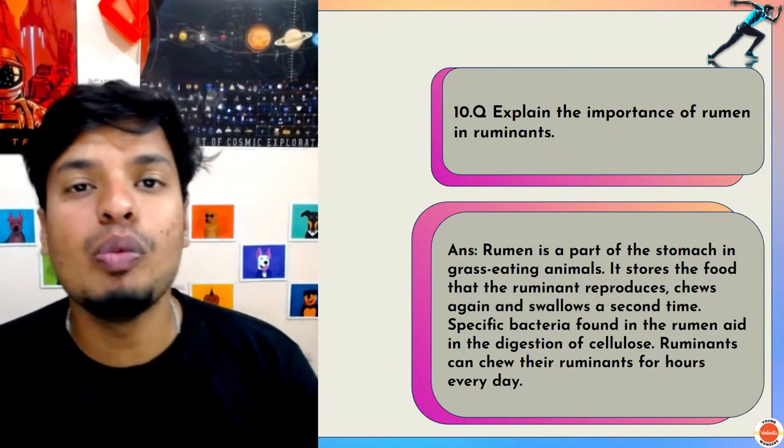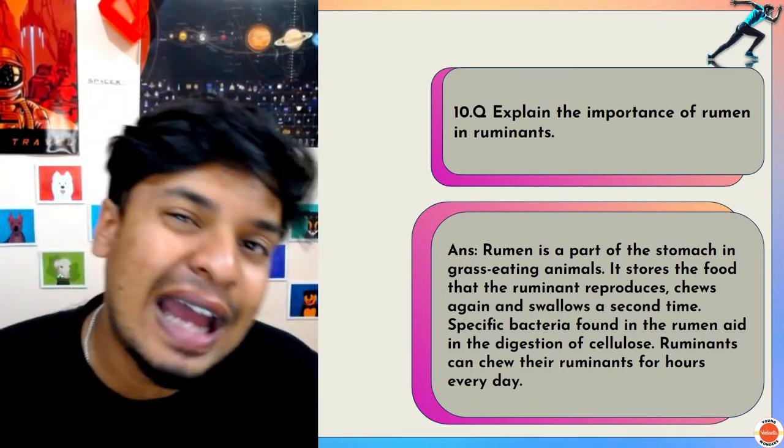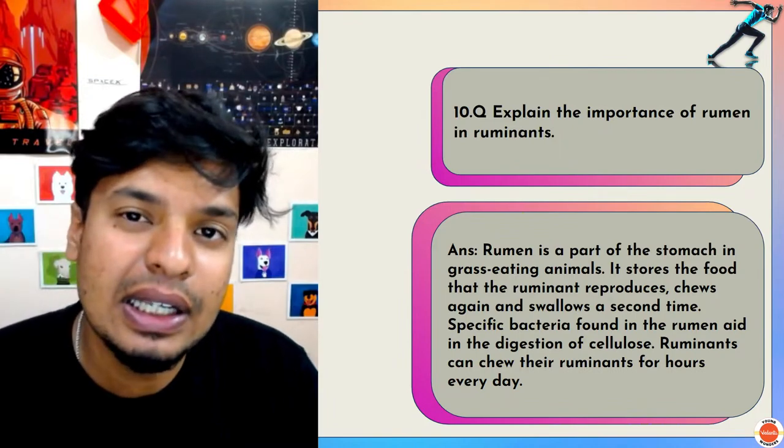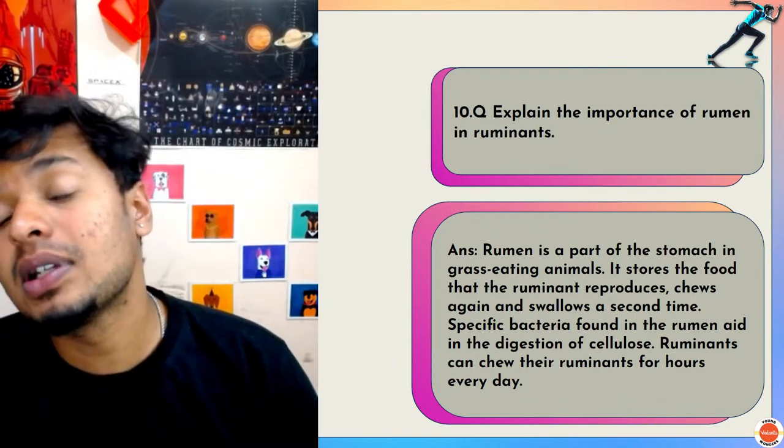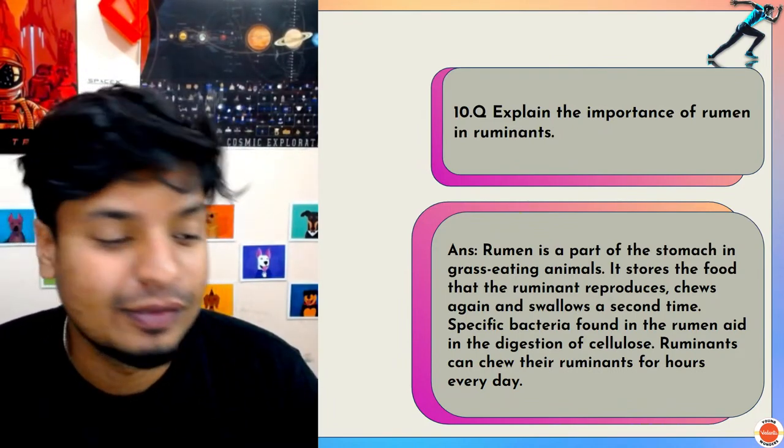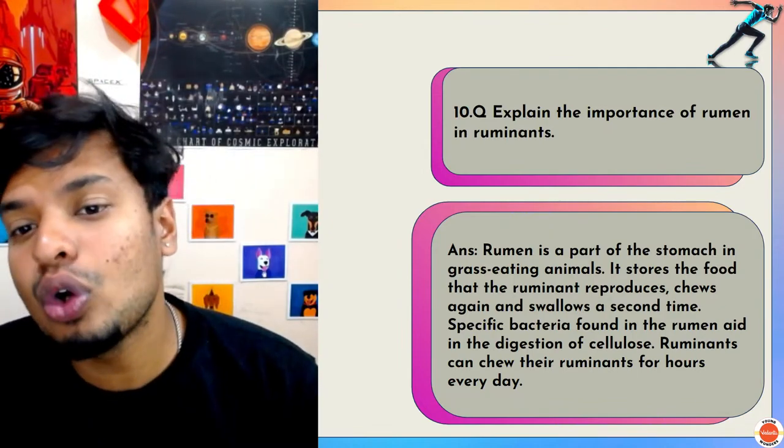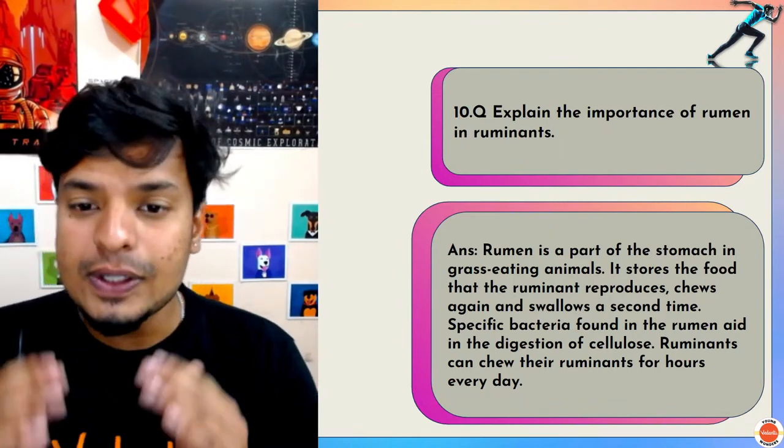Importance of rumen in ruminants. So ruminants are grass-eating animals basically, right? Their digestive system is completely different, right? So there is a part called rumen in ruminants. It's a part of the stomach.